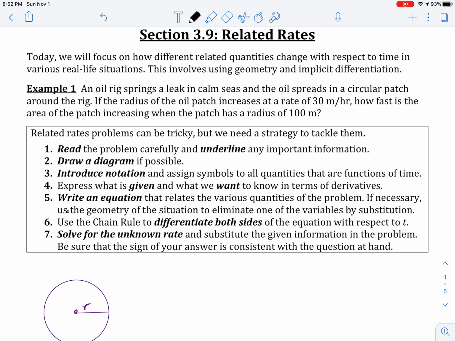Okay, so I might go rather quickly through the various examples that I have here because I want to present a lot of examples so that you feel confident in approaching other related rate questions.